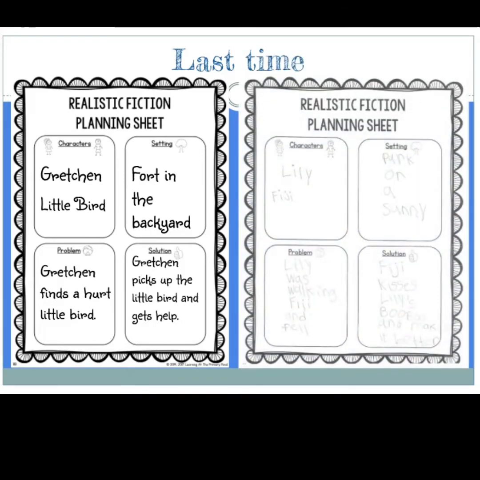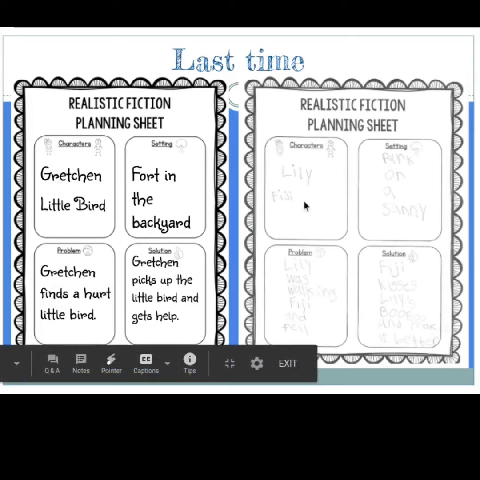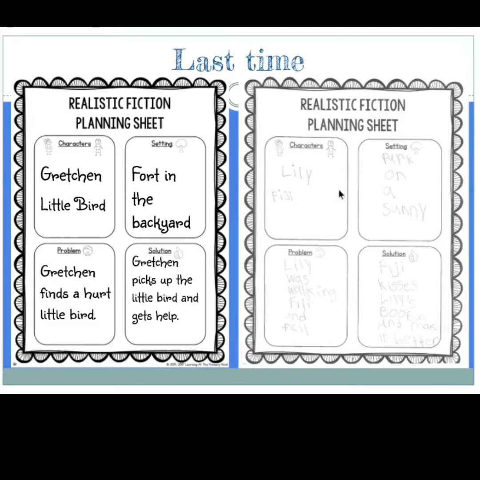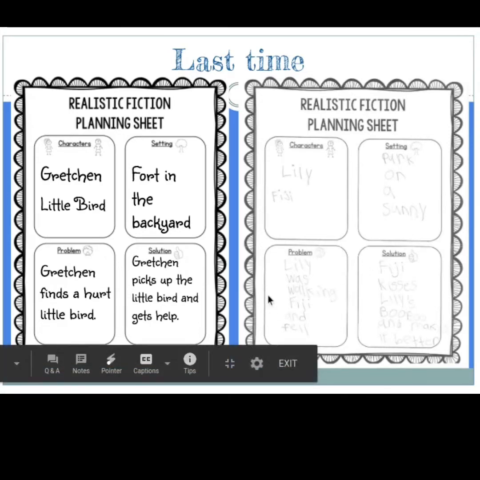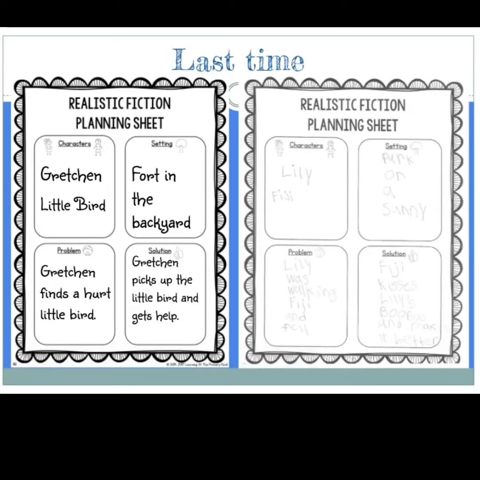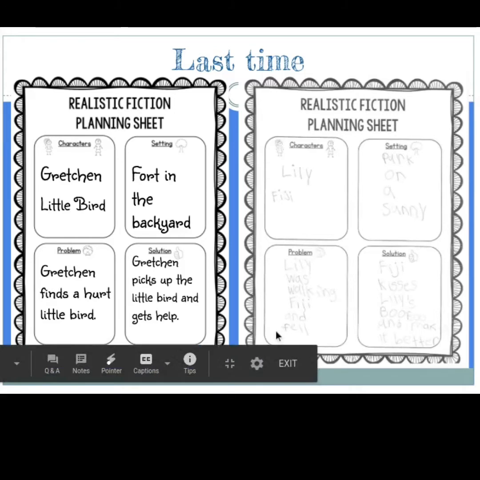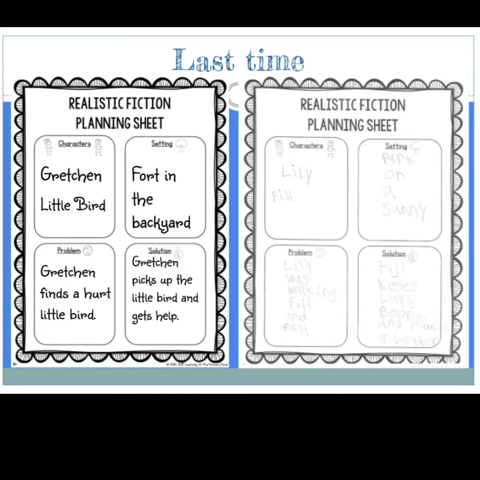Here is one that I got the other day from one of my students. This student has decided to create characters named Lily and Fiji. What a great name. And the setting of this person's story is park on a sunny, and I think they meant to write day here. They might have just forgot the word, but that is a great description. It gives me a picture in my head of a beautiful park on a sunny day, probably even summertime or late spring. And then the problem in this person's story is that Lily was walking Fiji. Oh, there's a clue. Fiji must be a dog. And Lily fell. Well, the solution is that Fiji kisses Lily's boo-boo and makes it better.